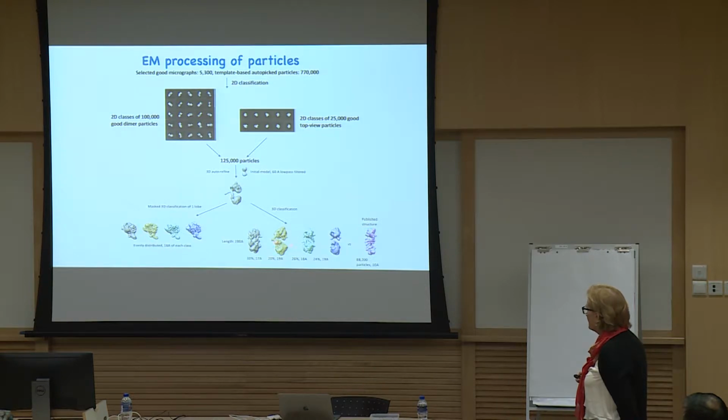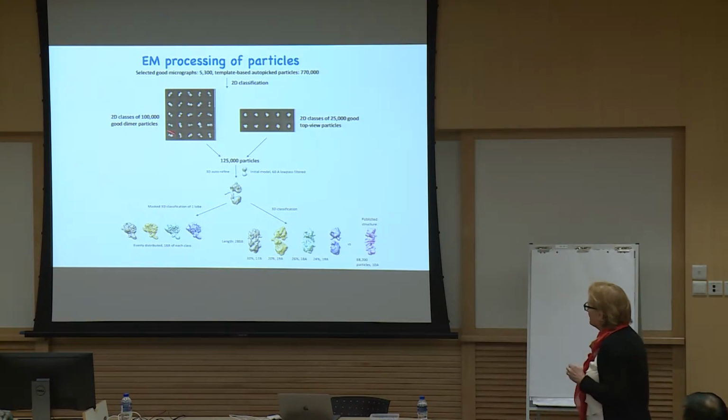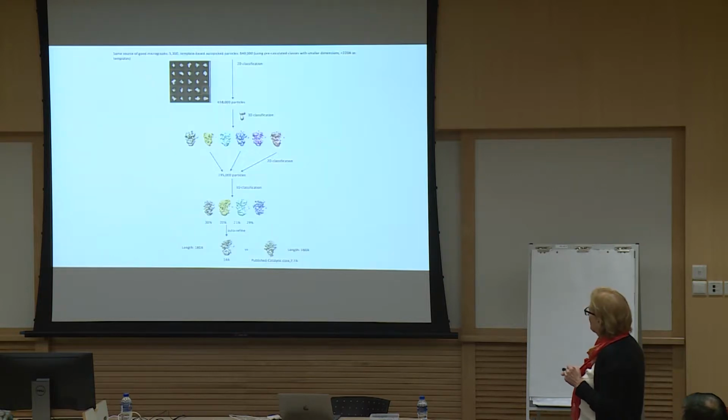So we have a resolution of about 10 angstrom right now of the particle. And the molecule is very flexible, and so one way we get over it is we mask one half, and then we get better resolution of the other half, okay? I think I'm running out of time.